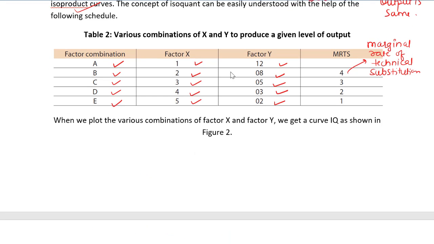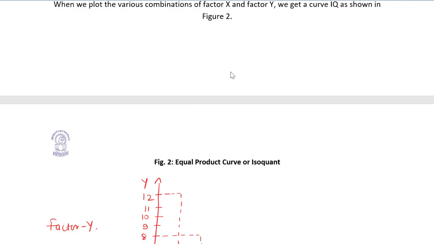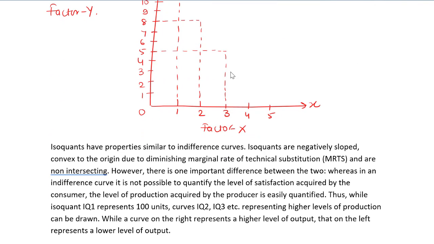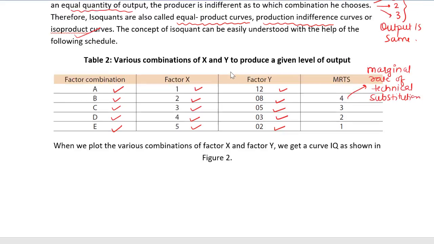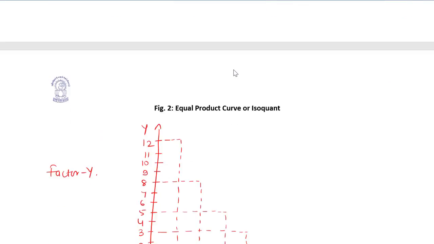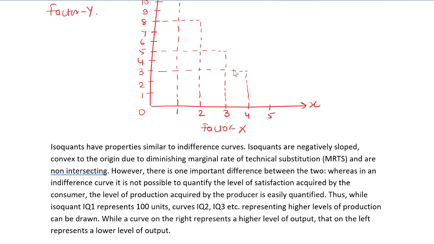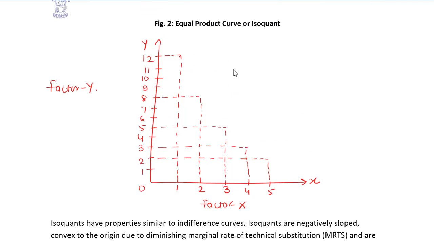The combination D is x4y3. Let's see the last combination E, x5y2. That is y2 and x is 5. Join all the points, all the combinations. Just join it by free hand.